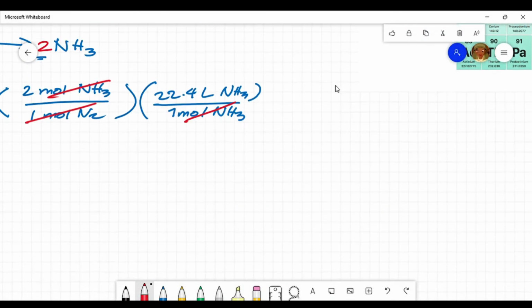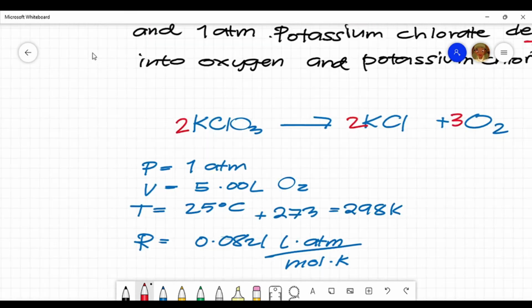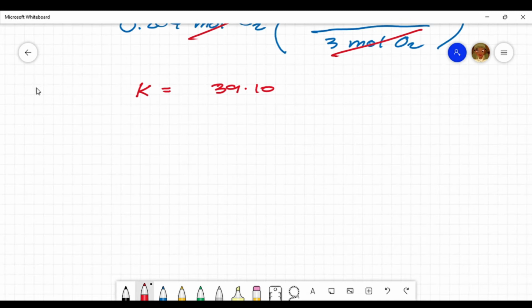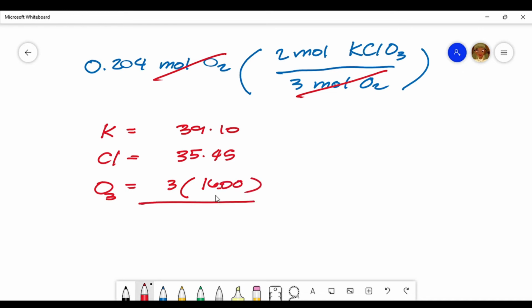So we just simply solve for the molar mass of the compound. Cl is 35.45, and then we have oxygen, which is O3, 3 atoms, and then we have 16. So in total, the sum for this is 122.55 gram per mole.